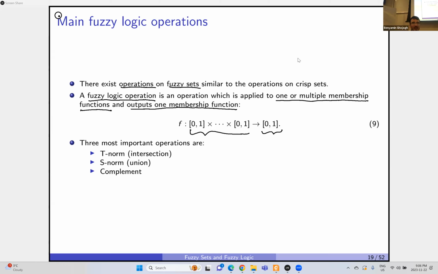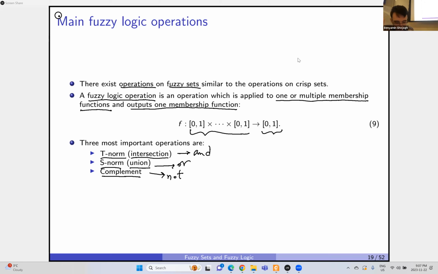Here, likewise, we have AND, OR, NOT. AND you can see as intersection, because we have sets here, right? The intersection of sets is called T-norm. OR is like the union of sets. It's called S-norm. NOT is the complement of the set, right?